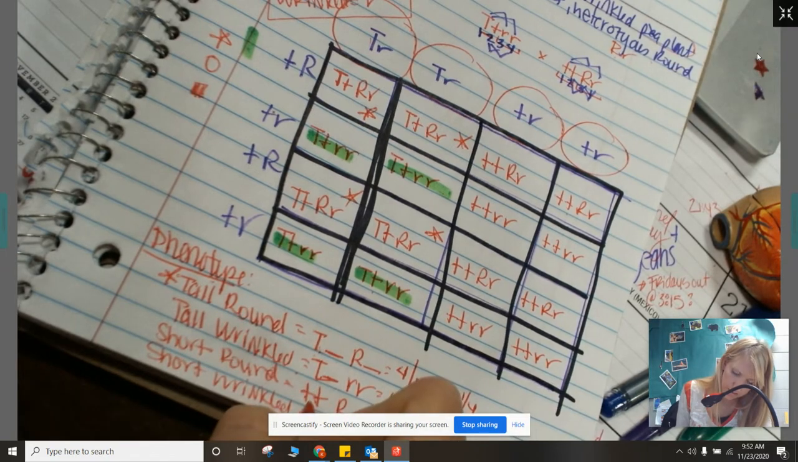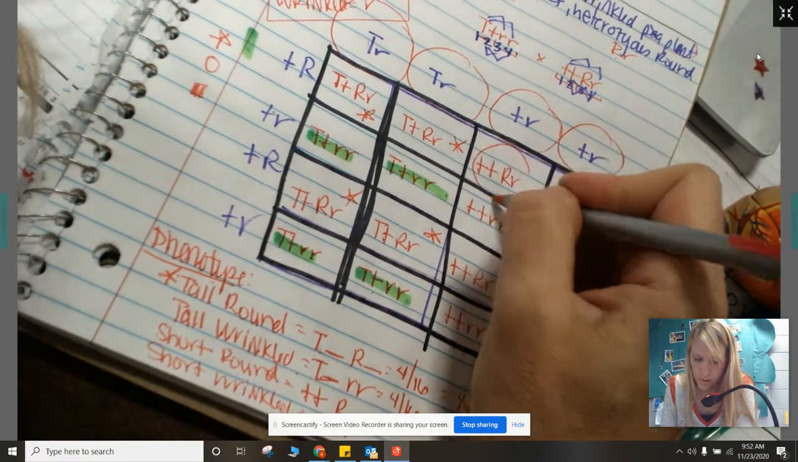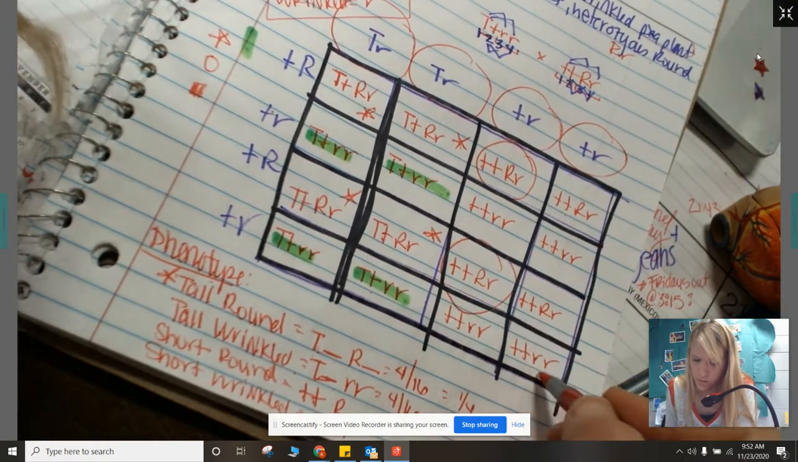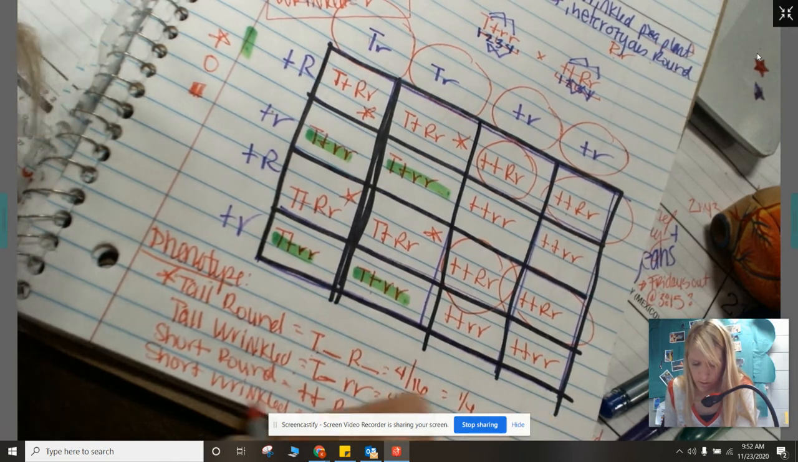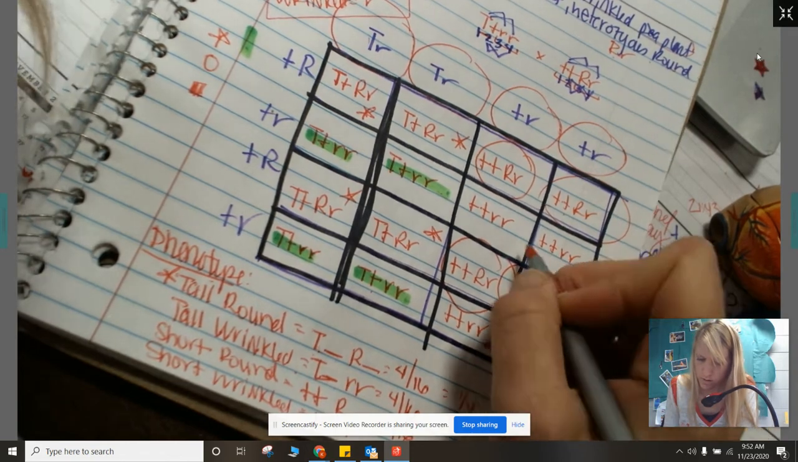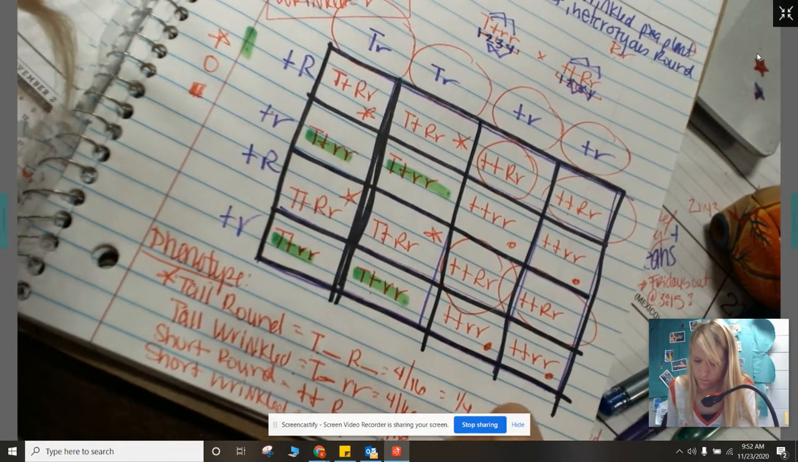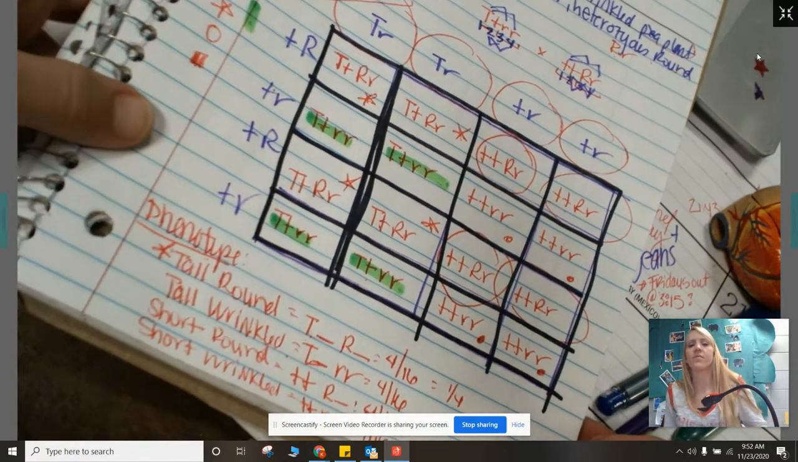Okay, short wrinkled: little t, big R, blank. I also do this, little t, big R, blank. 1, 2, 3, 4. Are you seeing a pattern? Short wrinkled, 1, 2, 3, 4. 4 16ths.